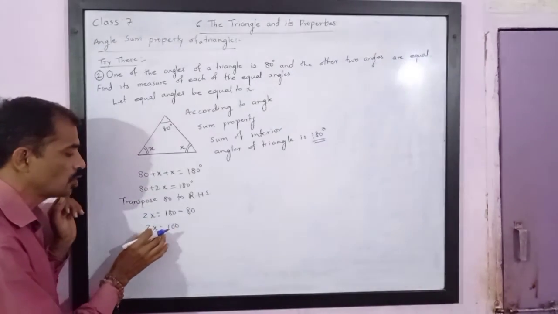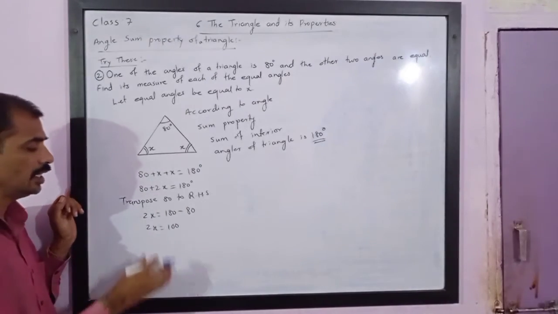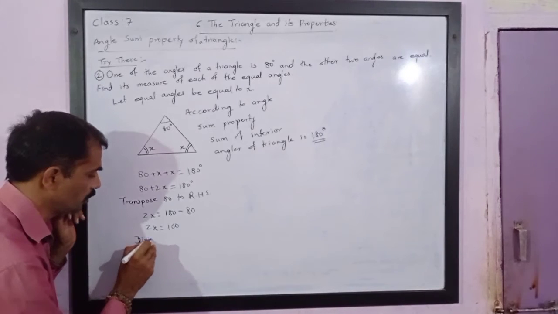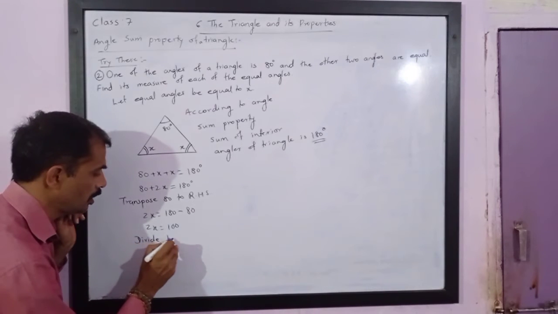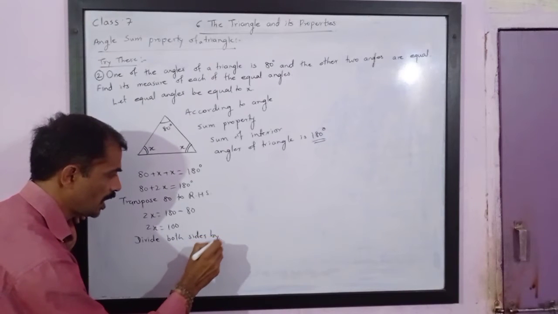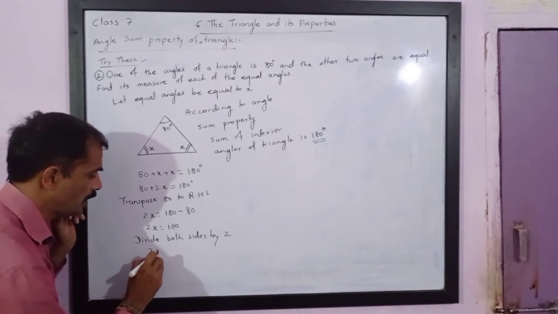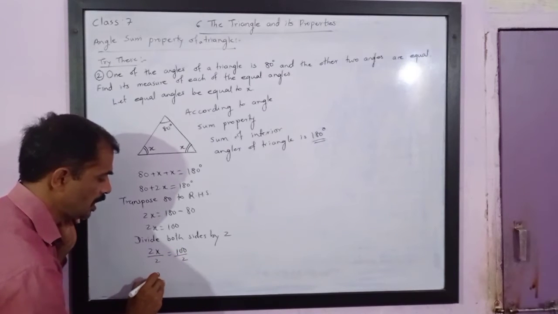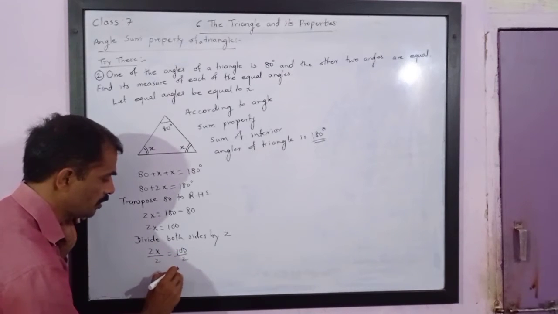Now the sum of two angles is 100. It means one angle is 50 degrees, or you can do the calculation. Divide both sides by 2. You will get 2x upon 2 equals 100 upon 2. It means x is equal to 50 degrees.